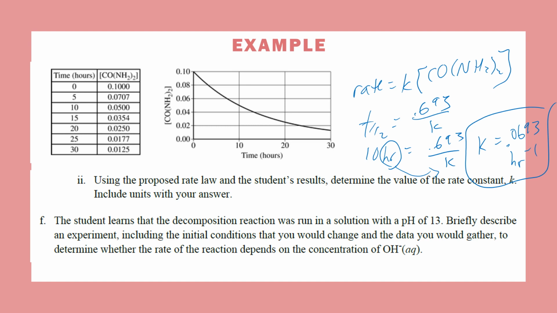And so you had to have the units correct and the value for K correct. If you really wanted to, you could have converted it all to seconds and then found K, but I think that's more difficult. You could just leave it in hours.